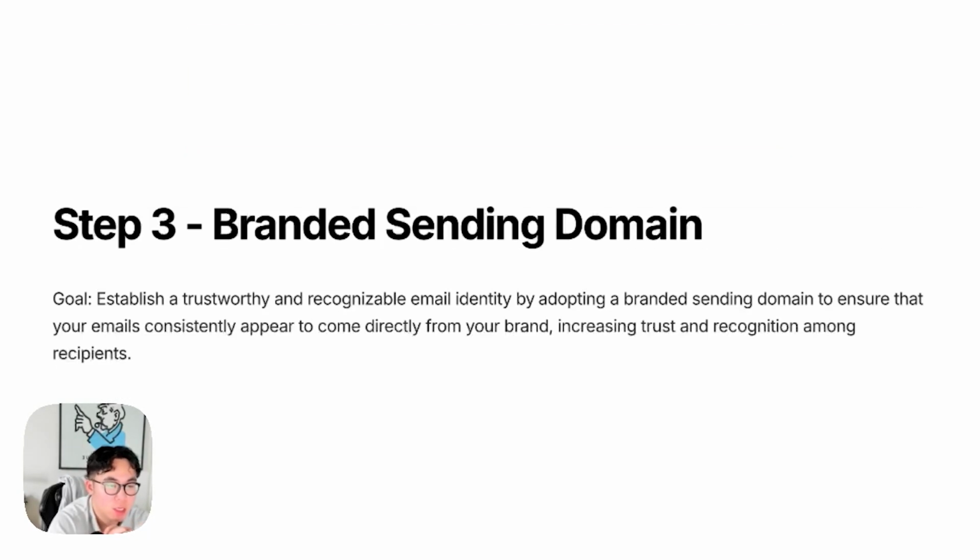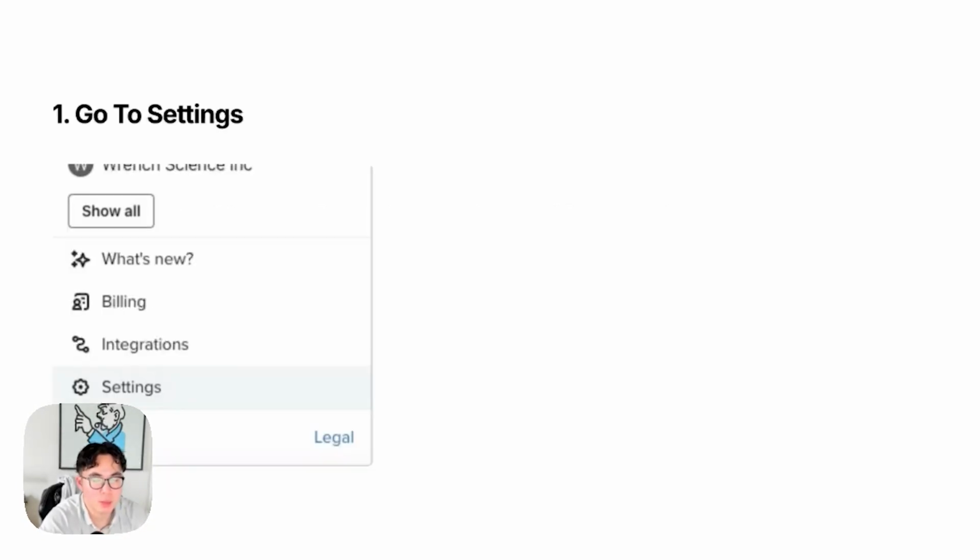Step 3, branded sending domain. So the goal here is to establish a trustworthy and recognizable email identity by adopting a branded sending domain. This will help you ensure that your emails consistently appear to come directly from your brand, which will help you increase your trust and recognition among recipients. The step here is pretty simple.